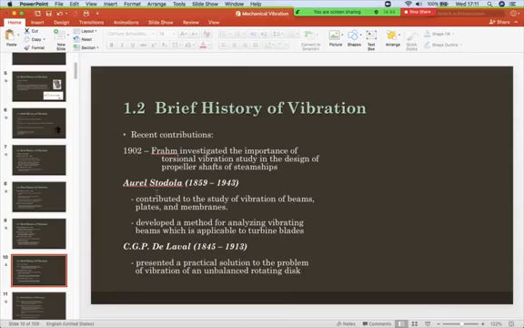He presented a practical solution to the problem of balancing an unbalanced rotating disk. Now, there are a lot of rotating structures or mechanisms. So this kind of unbalanced rotating disk is very important because, as we can see, we have a lot of hydrodynamic balancing of rotating shafts, no? And because of these, it will lead to practical solutions of vibration problems, no?